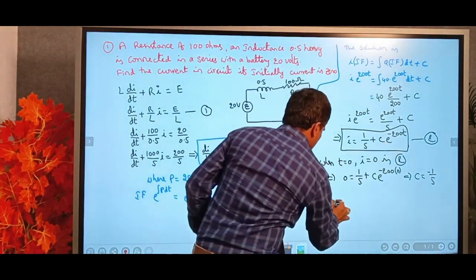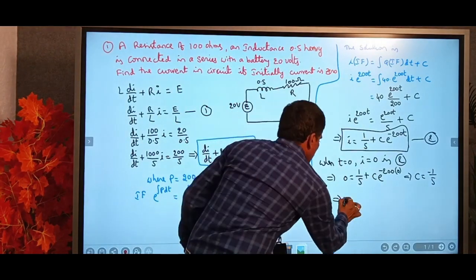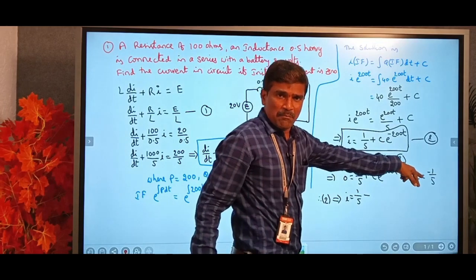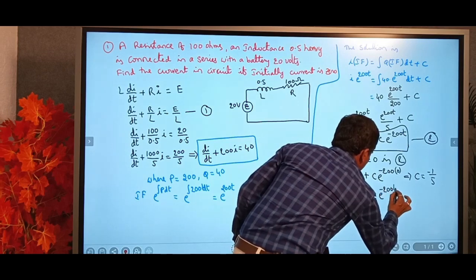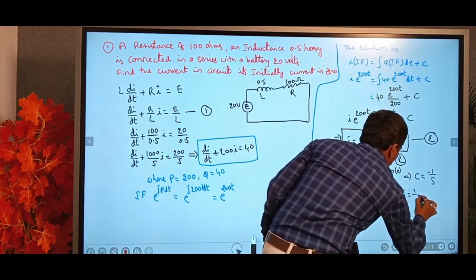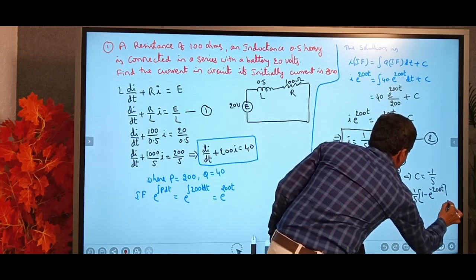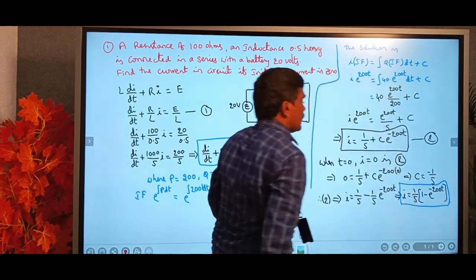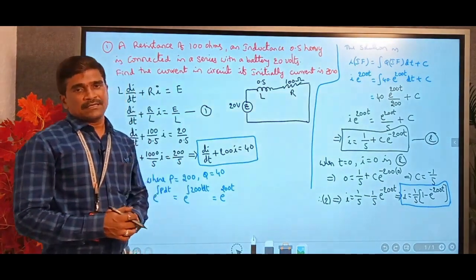Now substitute this in equation 2. Equation 2 is I equals 1/5 plus C e^(-200t). What is C? Minus 1/5. So I equals 1/5 minus 1/5 e^(-200t). Taking 1/5 common, I equals 1/5 into (1 minus e^(-200t)). So this is the final current. This is the process for finding current in a given electrical circuit.